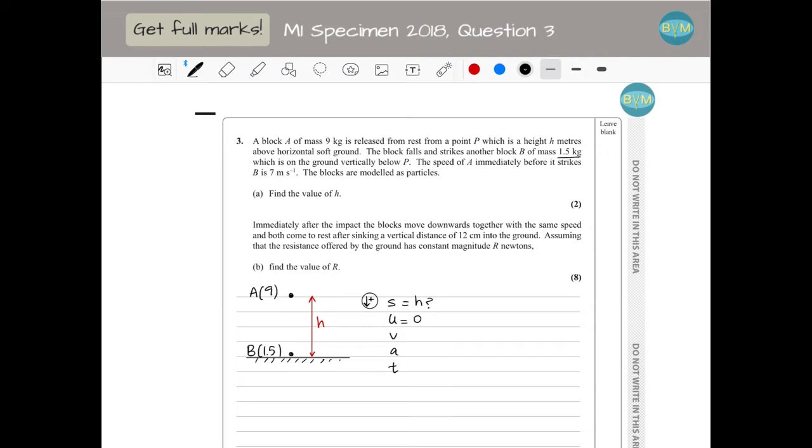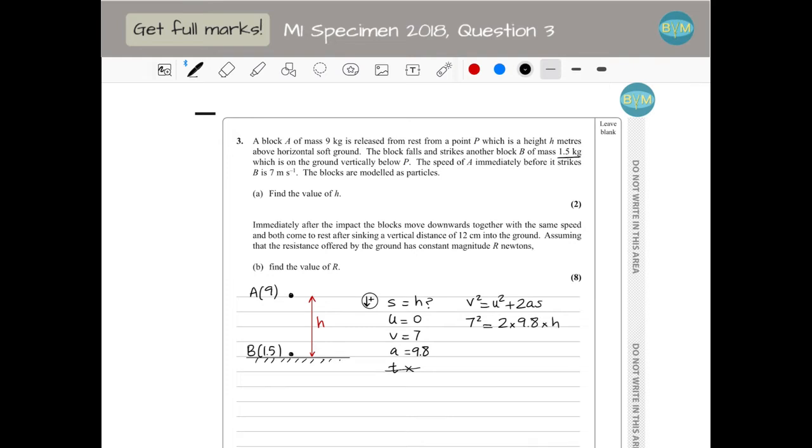Final velocity is given, it's 7 meters per second. They say the speed of A immediately before it strikes B, which is on the ground, is 7. Acceleration is gravity, 9.8. They don't tell us any different than 9.8, so we are using that, and we don't need the time. So the first thing we are going to do is use a SUVAT equation without time, which is this one: v squared equals u squared plus 2as. So v squared is 7 squared, u is 0, and then 2 times acceleration times h.